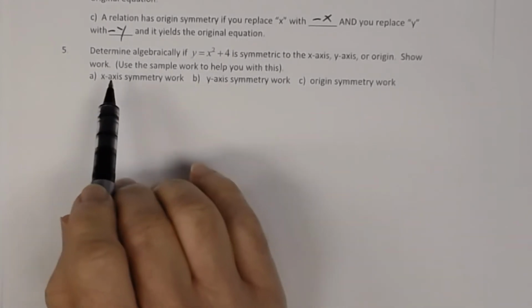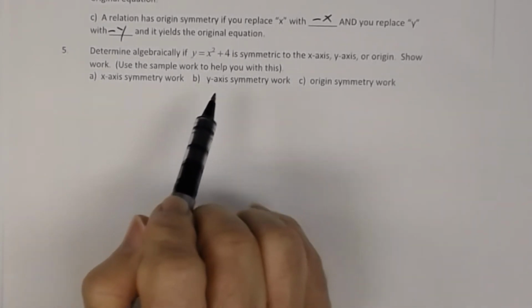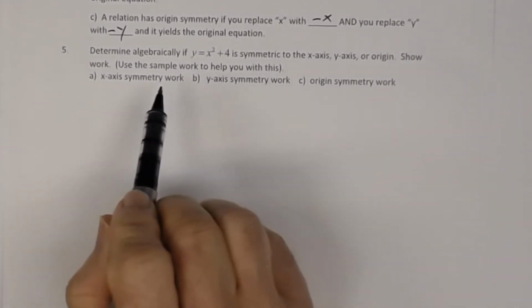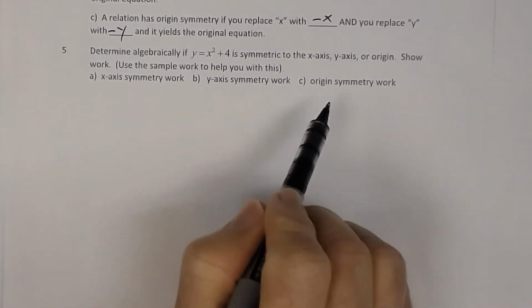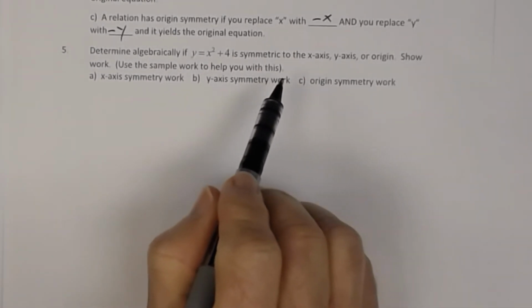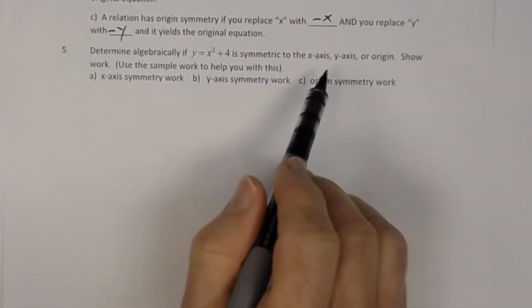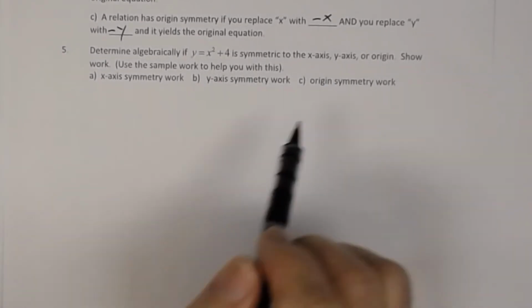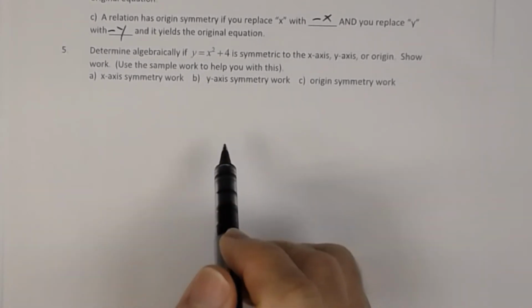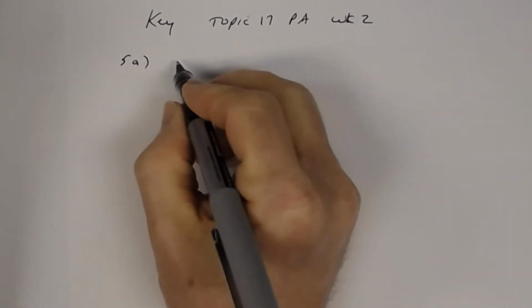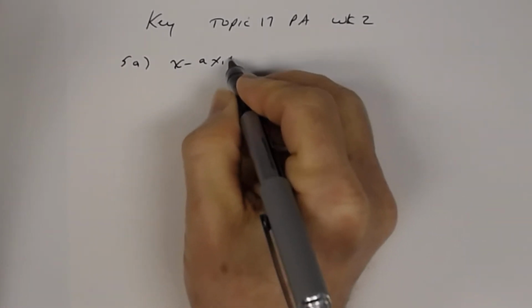So there's an A part, there's a B part, and there's a C part. So you must do each of those parts because that's what it says. So it says determine if symmetric to the x-axis, determine if symmetric to the y-axis, determine if symmetric to the origin. Okay? So in part A, let me go ahead and do that here. So part A, we want to see if symmetric with the x-axis. So x-axis symmetry.